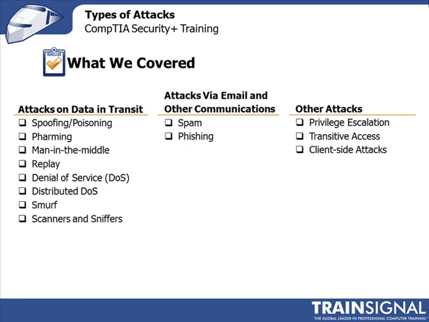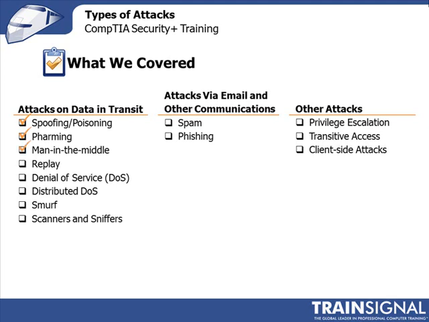All right, in this lesson we covered several different types of attacks, and we started off with attacks on data in transit. First up is spoofing. That's faking or masquerading. And you can fake anything from a whole website down to itty-bitty tiny little packets. Then farming, which is redirecting traffic and can involve spoofing.